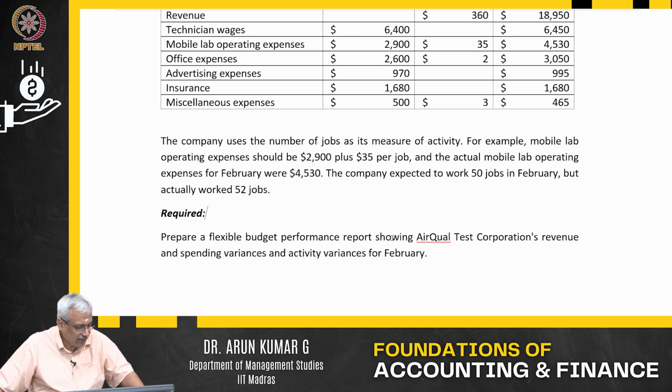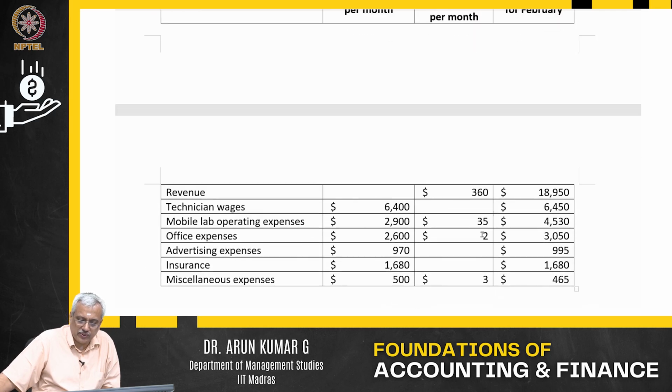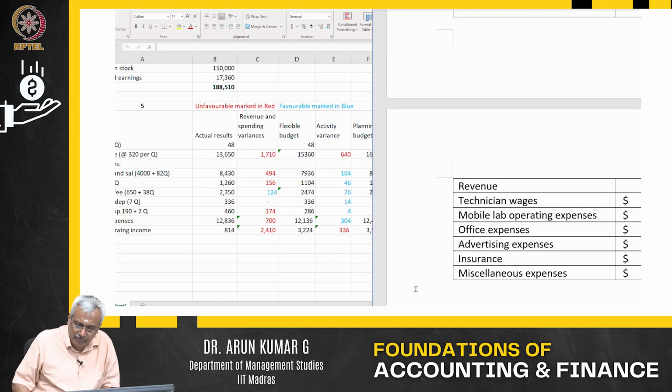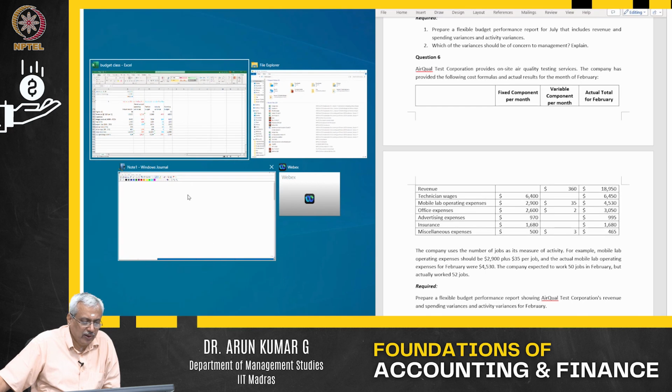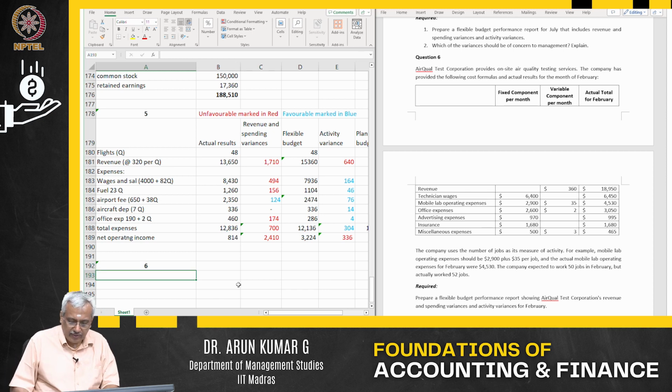Let us prepare what we call the flexible budget for the month of February, and these are the actual results. Let me take these into account and then let us prepare. That is problem number 6, if I am not wrong. With this, we will close the cost accounting part of it. That is, what is the problem? Air Quality.